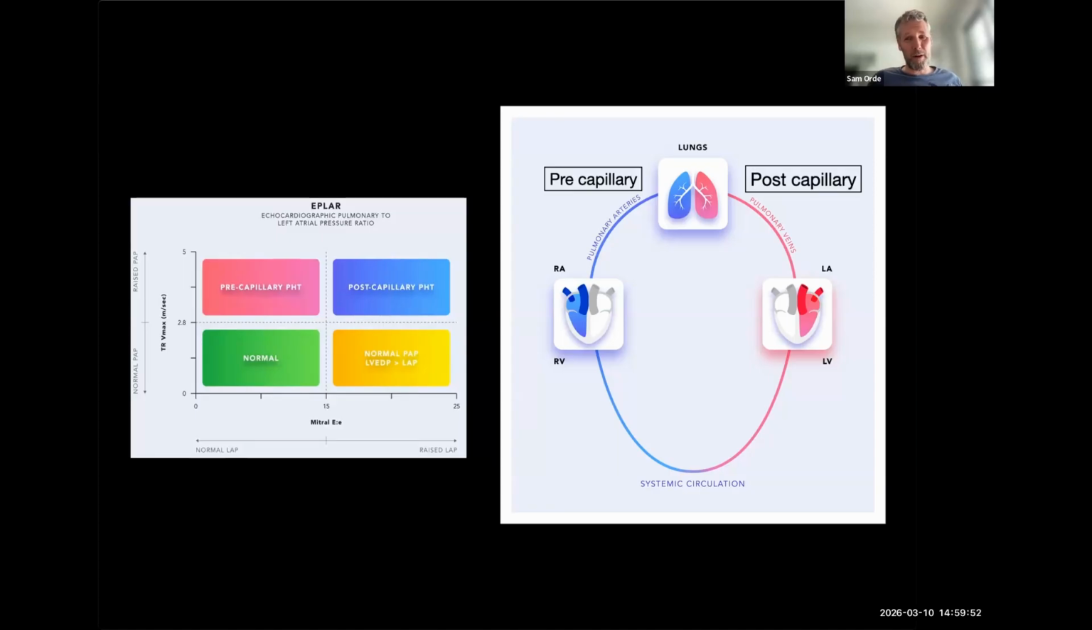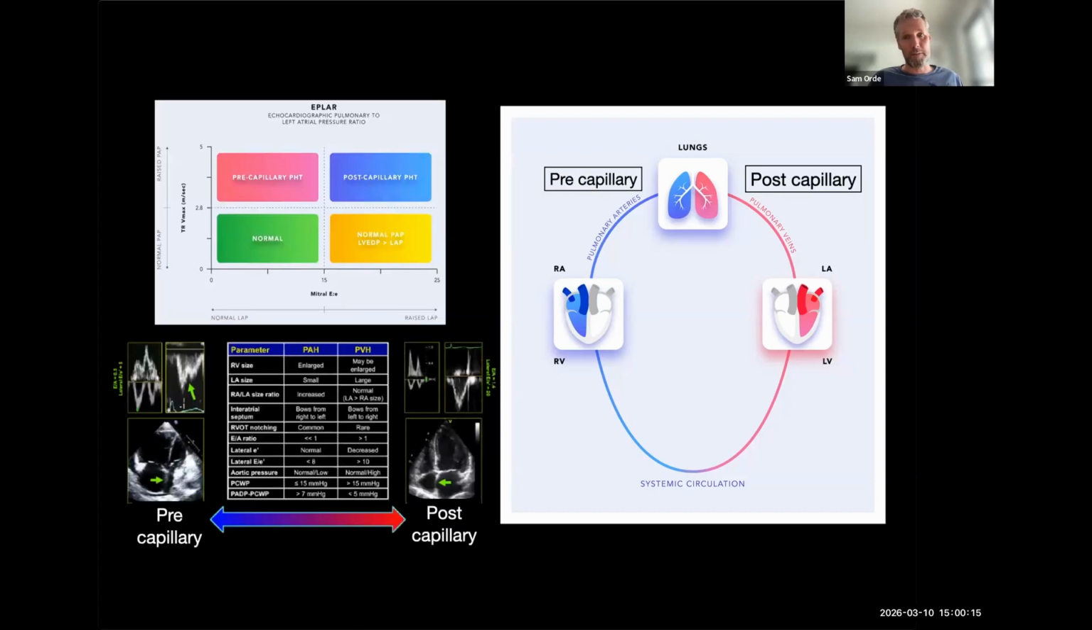People do use ePLAR. I think this doesn't take into account the RV systolic function, which is my one argument against this one, but it's a way of starting to consider the left atrial pressure with your afterload that we're measuring from your RV RA pressure difference there. So ePLAR, they might ask this in the exam, just have an idea that it's another scoring system that comes from Australia.